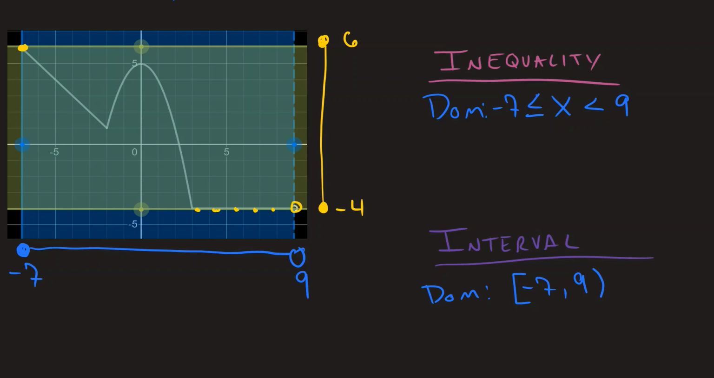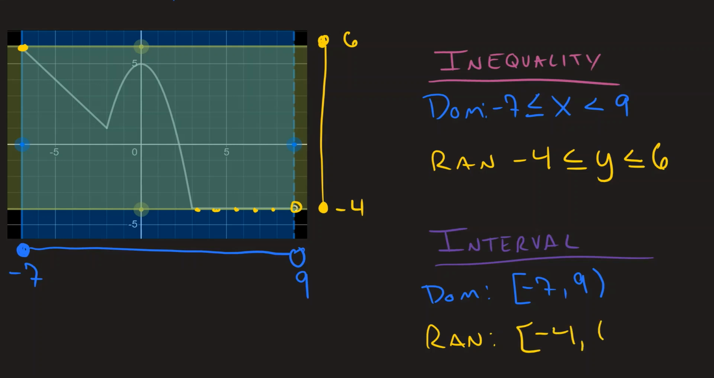For the range, it's going to be very, very similar. In this case, it's going to be -4 less than or equal to y less than or equal to 9, since, whoops, not 9, 6, that's the second mistake of the year. And the range in interval notation is going to use both brackets again, -4 to 6. Let's take a look at our last example.